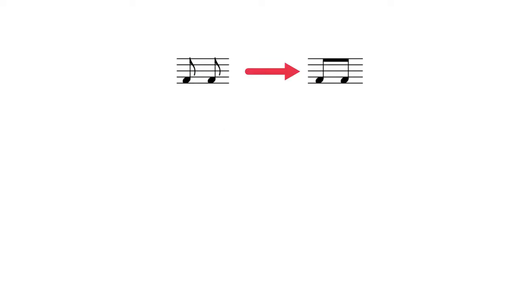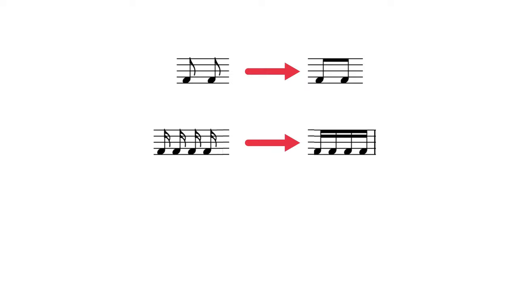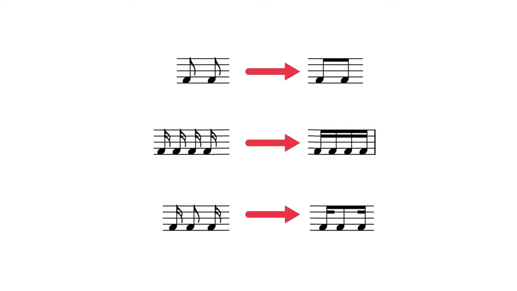Take a look at these quaver notes. Notes with one tail have one beam. We can beam these notes like this. Notes with two tails have two beams and should be connected like this. Notes with different numbers of tails can be grouped like this.